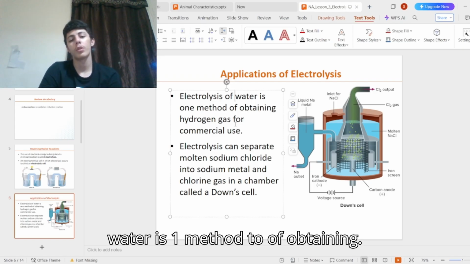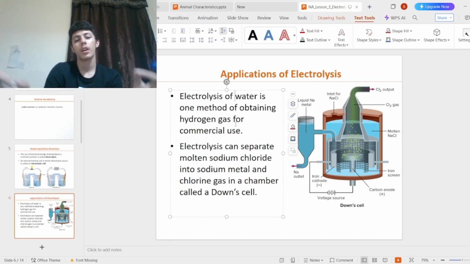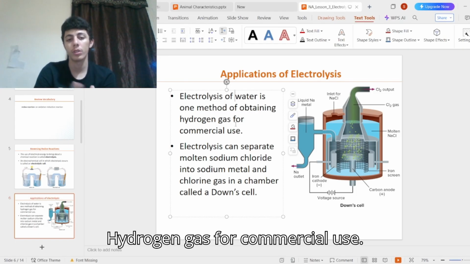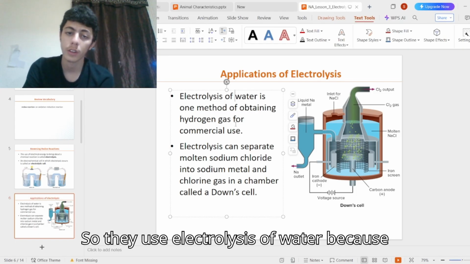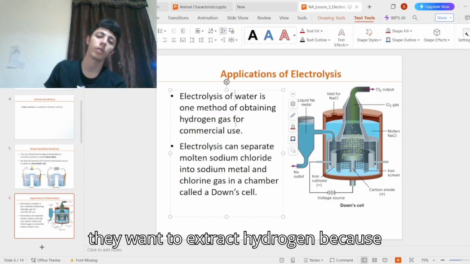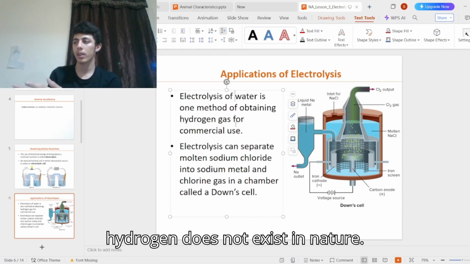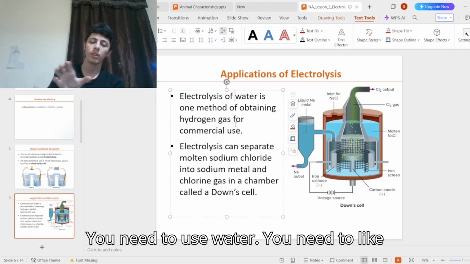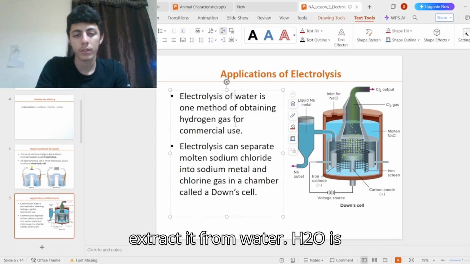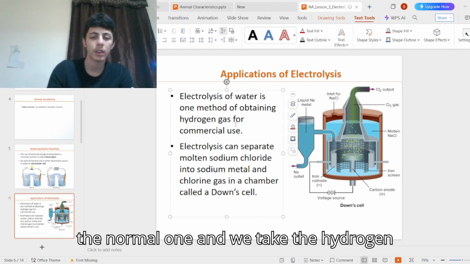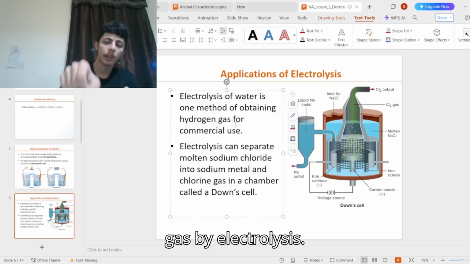Electrolysis of water is one method of obtaining hydrogen gas for commercial use. They use electrolysis of water because they want to extract hydrogen, because hydrogen does not exist freely in nature. You need to extract it from water. H2O is the normal form, and we take the hydrogen gas from it by electrolysis.